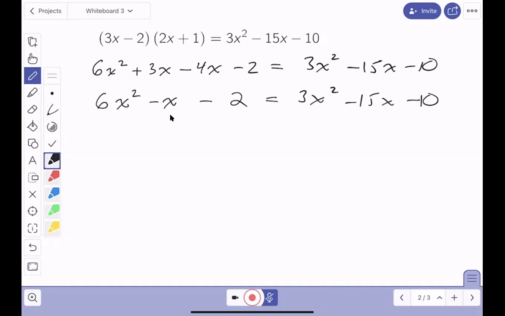What am I going to do now? Subtract 3x squared from both sides. Add 15x to both sides. And add 10 to both sides.